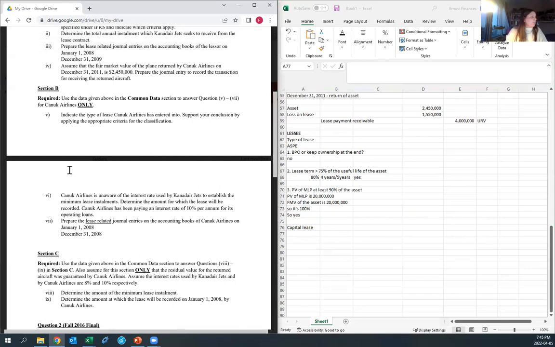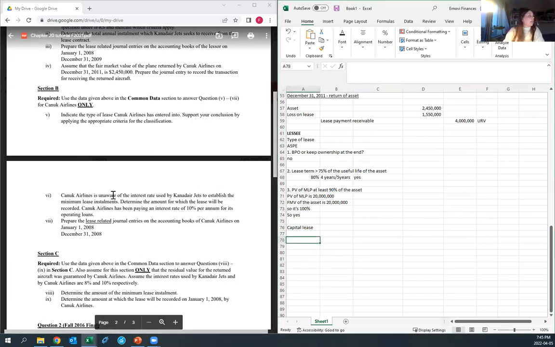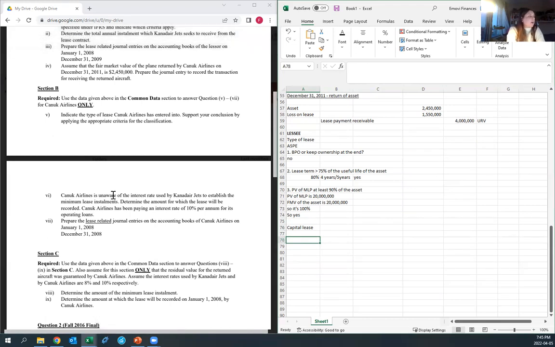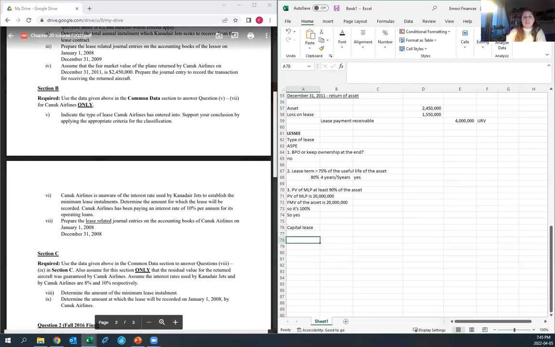So for question 6, Canada Airlines is unaware of the interest rate used by Canadair Jets to establish the minimum lease installments. Determine the amount for which the lease will be recorded. Canada Airlines has been paying an interest rate of 10% per annum for its operating loans. So what that means is they don't know the rate. Under ASPE, the rate that you use to calculate the MLPs is the lower of the lessor or lessee rate. But since here they don't know what the lessor's rate is, they're just going to use their own.